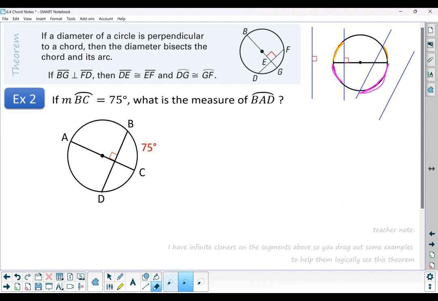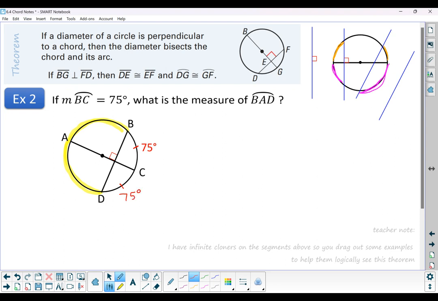All right, let's try it in an example. We've got arc BC that is 75 degrees, and we want to know the measure of arc BAD. So our goal is to find this major arc from B to A to D. We have a diameter AC, and a chord that is perpendicular to the diameter. So that means this arc and this arc are the same. If BC is 75, then CD would also be 75 degrees.